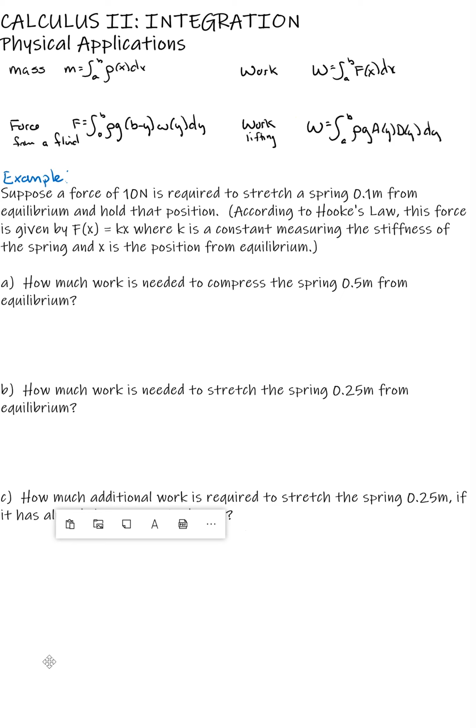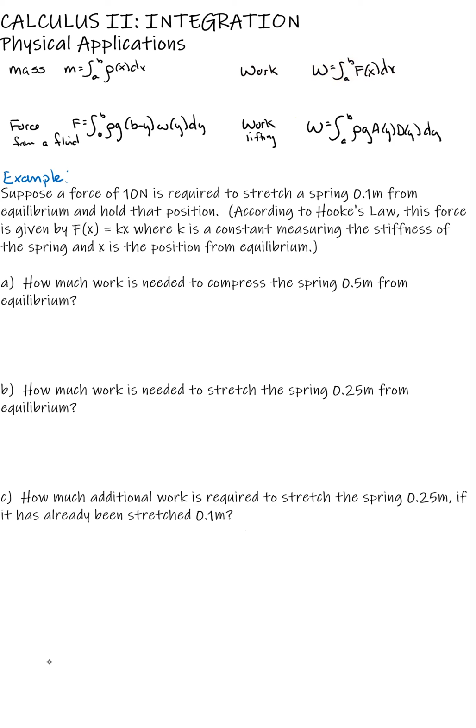Hey guys, this is Professor Janacek, and I want to go over a physical application of integration. I want to talk about work. Remember, work is force times distance, and for our situation, we'll use that W is equal to the integral from a to b of f of x dx, where F is our force.